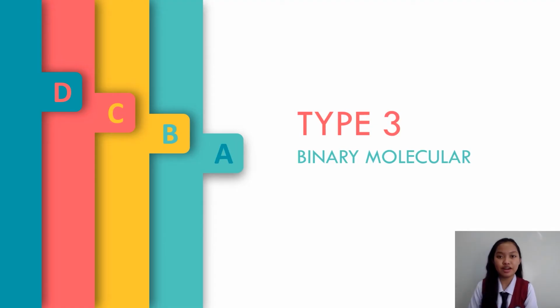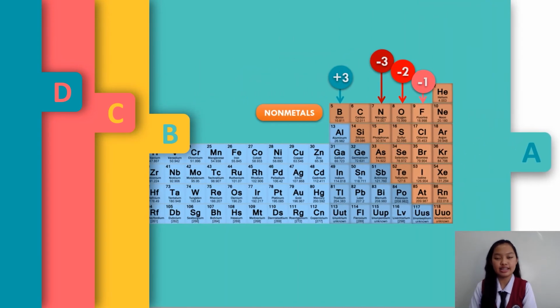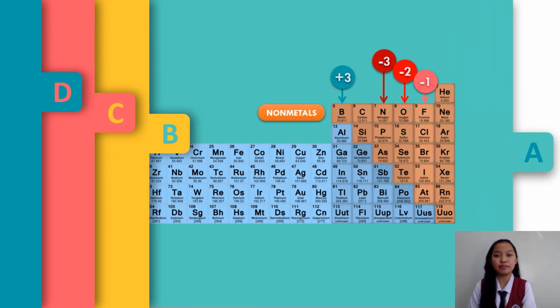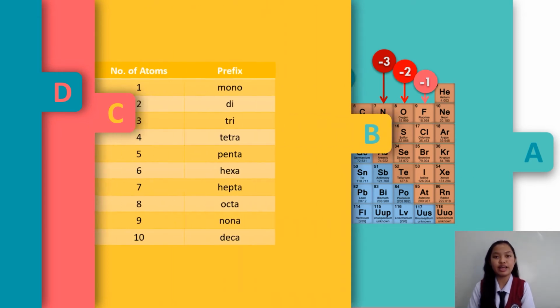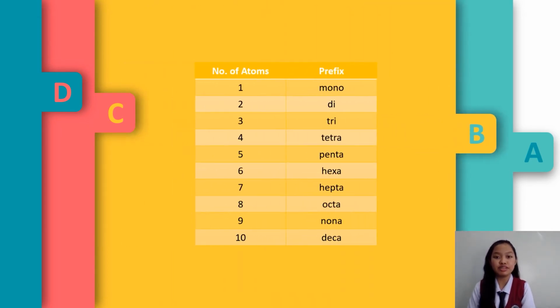Let us now move on with the type 3 binary molecular compound. Again, these are formed when two nonmetals are molecularly bonded together. These are colored orange in our periodic table. We name this just like the first type of binary compound. However, we add prefixes according to the number of atoms present in an element. We use mono for 1, di for 2, tri for 3, and so on.